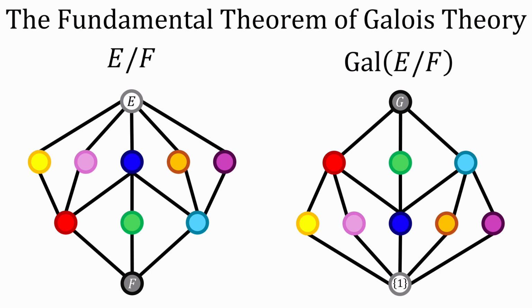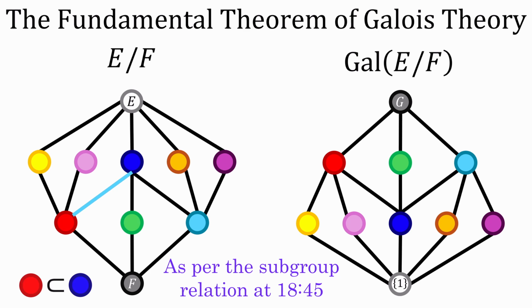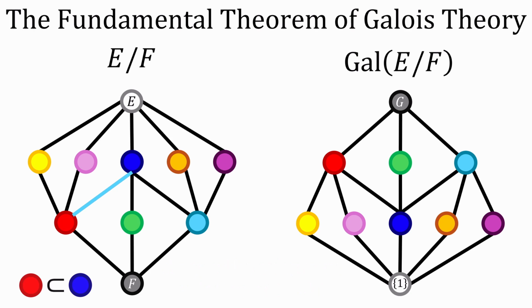We also need to make sure that this correspondence preserves the lines in these diagrams. This is relatively easy to see. Take some line in the left diagram. This line represents the fact that the red field is a subfield of the blue field. This means that the Galois group of E over blue is a subgroup of the Galois group of E over red. These Galois groups correspond to the blue and red groups respectively on the right, which give us the corresponding line.